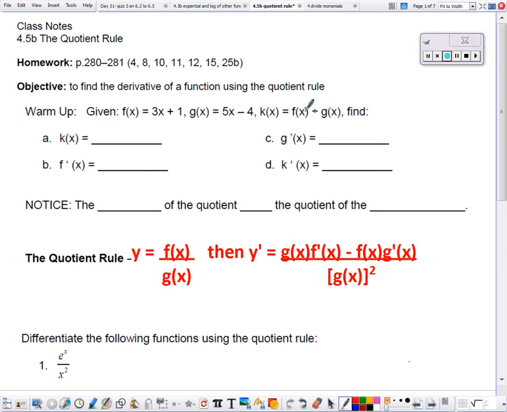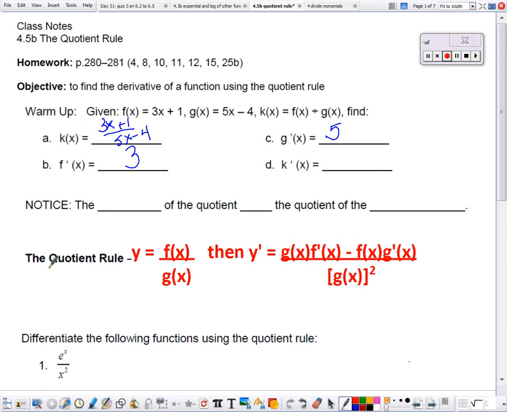Okay, so k of x is f divided by g. So that's 3x plus 1 divided by 5x minus 4. The derivative of f by itself is 3, and the derivative of g by itself is 5. The derivative of k is not going to be 3/5. Just like we saw with the product rule yesterday, for a quotient, it's not just the individual derivatives divided. We'll get back to this.